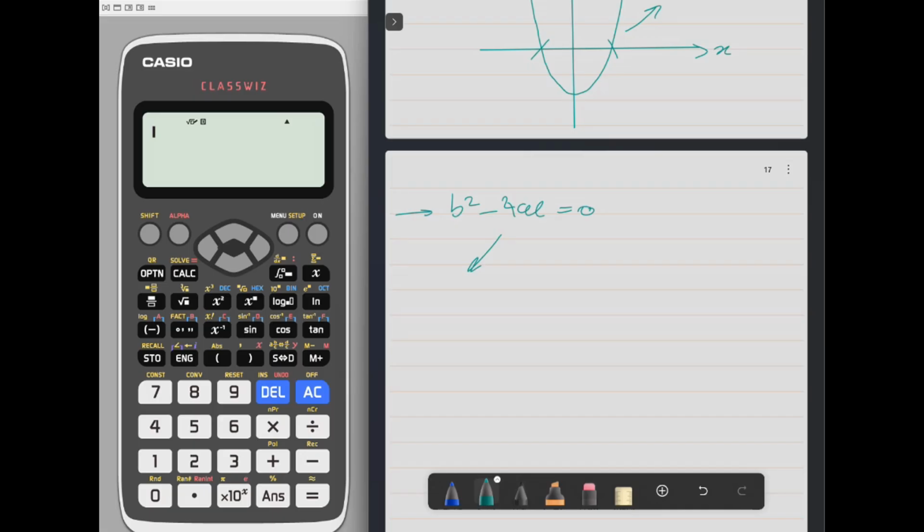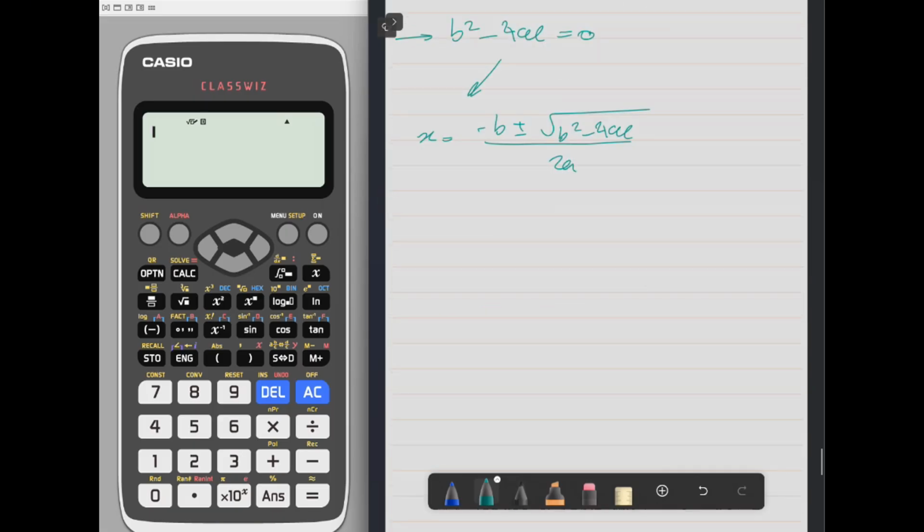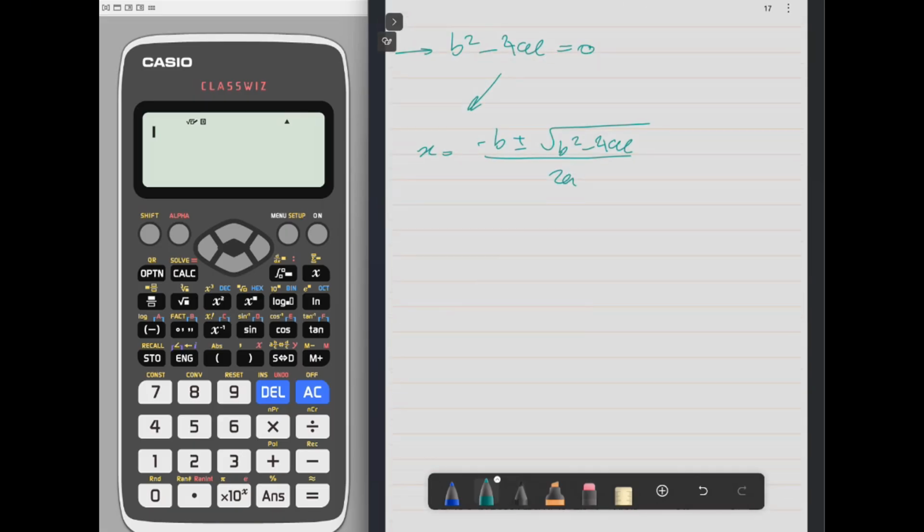Here, guys, we know that x is going to be equal to minus b plus or minus root b squared minus 4ac divided by 2a. But we are given that b squared minus 4ac is equal to 0. So x is going to be equal to minus b plus or minus root 0 over 2a. But root 0 is 0, and plus 0 is 0, minus 0 is 0 as well. They're all 0. So you're going to have one repeated root.